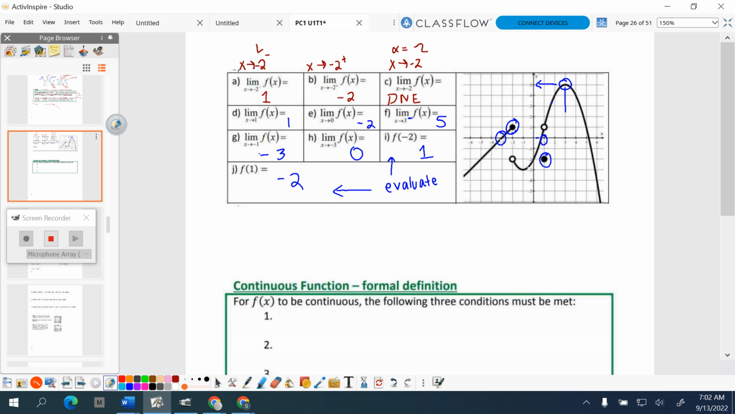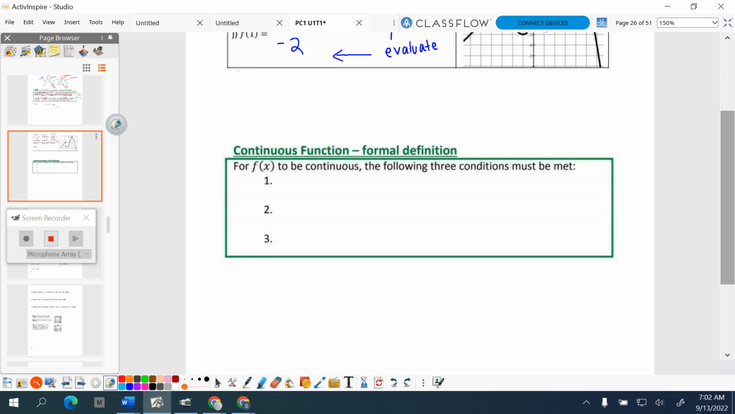Now, continuous function facts. Formal definitions of continuous functions. We don't have to cover that. That's an AP Calc thing that we don't have to cover necessarily. But I would say this.